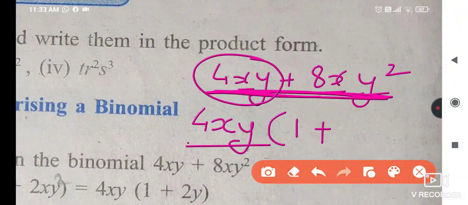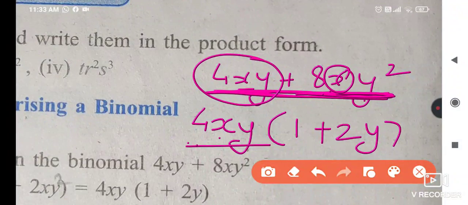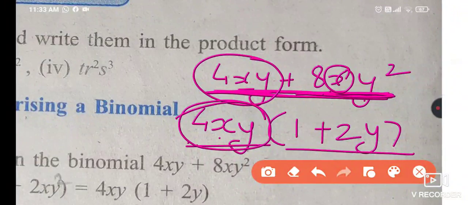And plus, from this monomial, 4 table inside, 8 is at which place? Second place. X is outside, that x we take outside the bracket, and from y square, 1y we take outside, so a single y remains here. So this is the factorization of the binomial: common terms we have to take outside the bracket and the remaining terms we have to write into another bracket. In this way we have to factorize this.